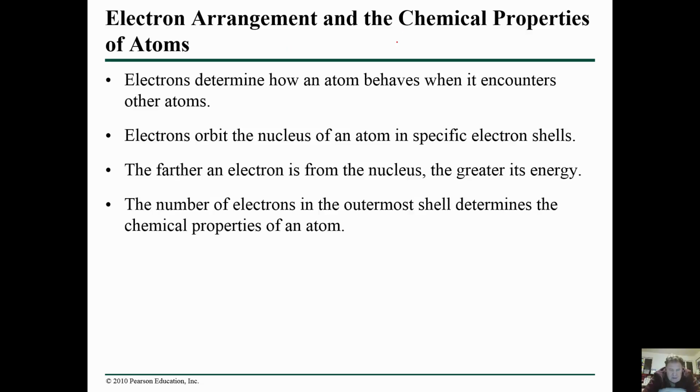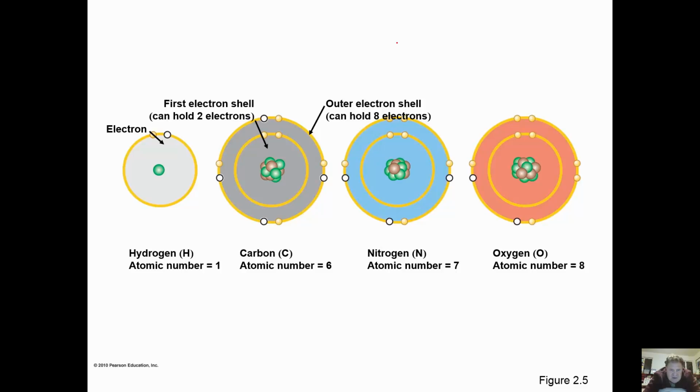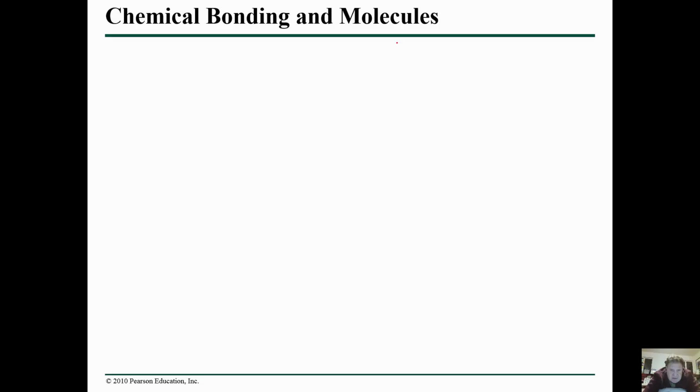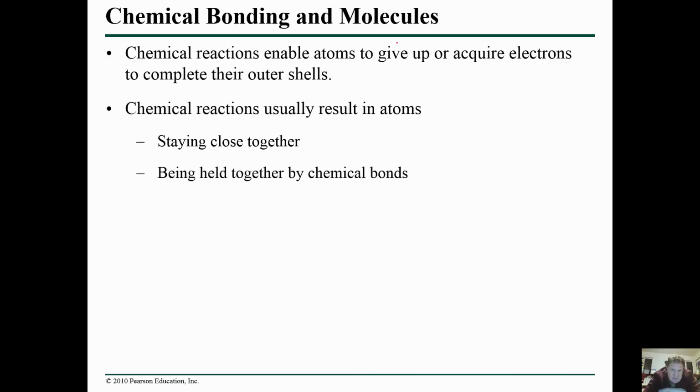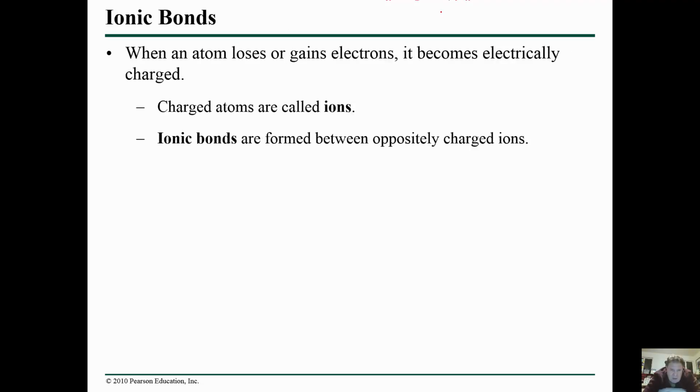Electrons are very important because they give us the chemical properties of the atoms. It's the electron shell on the outer surface that basically gives the properties of that. And so next we want to talk about what depends on these electron shells, which is chemical bonding. We have roughly three types of chemical bonds.